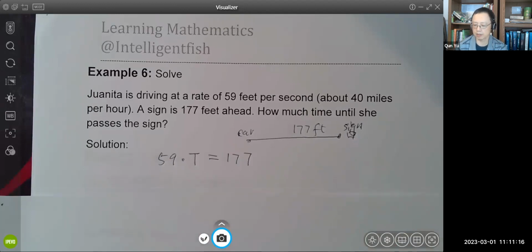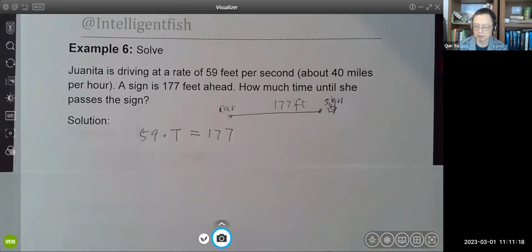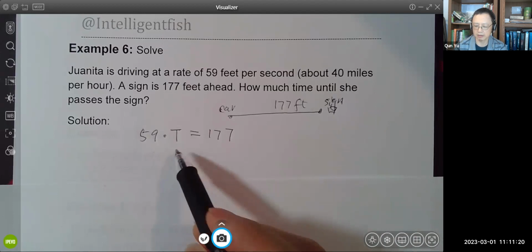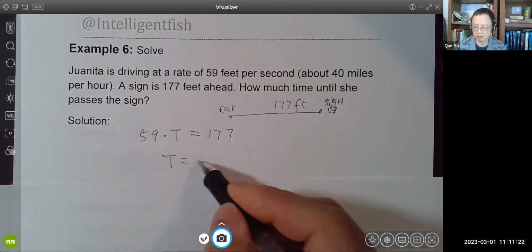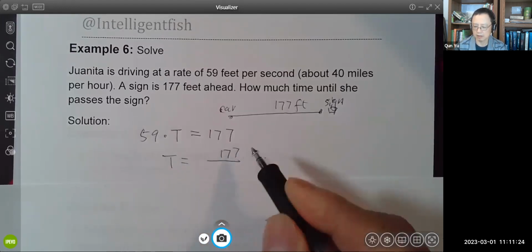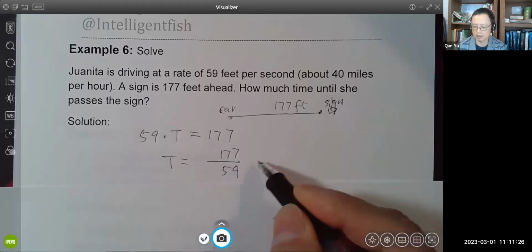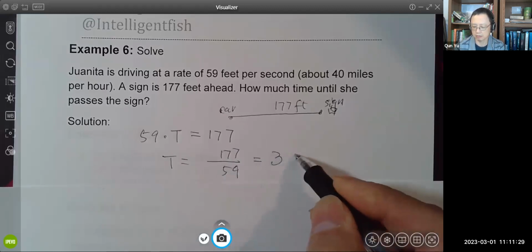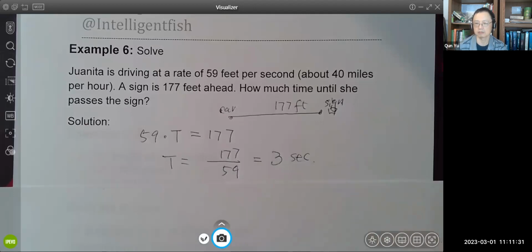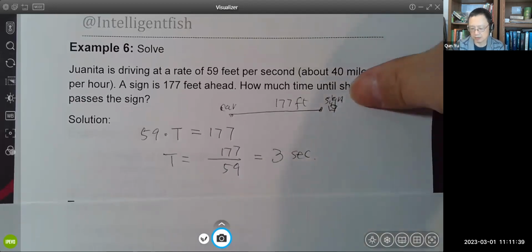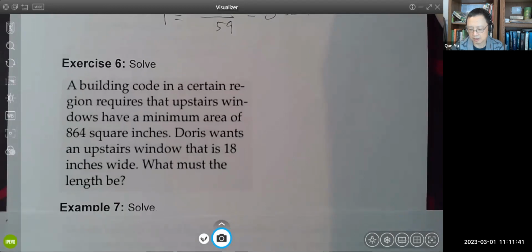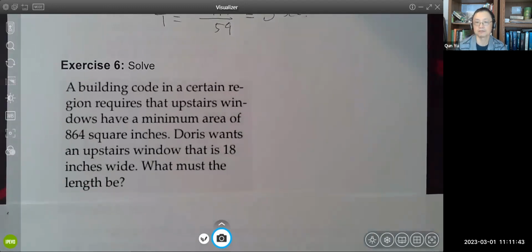Now we have the equation, and this equation is correct. And we divide by 59 to get t. So t equals 177 divided by 59, and it's 3. So that's in seconds. So it will take her 3 seconds to reach the sun or to pass the sun. And that's it.